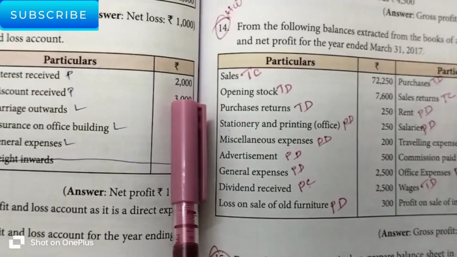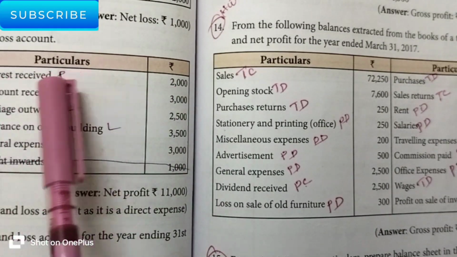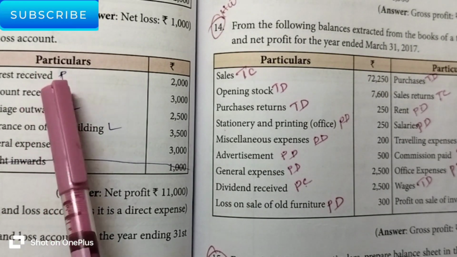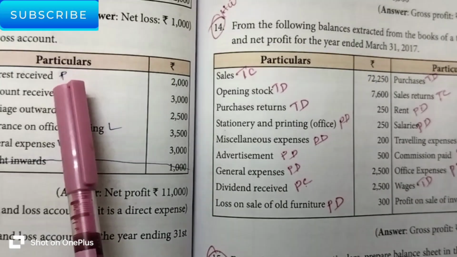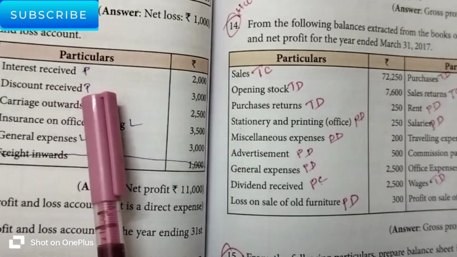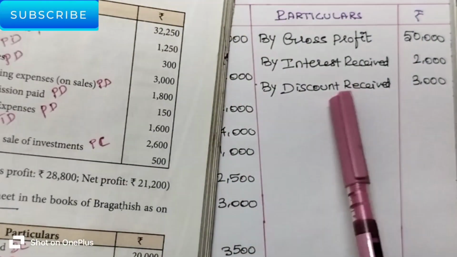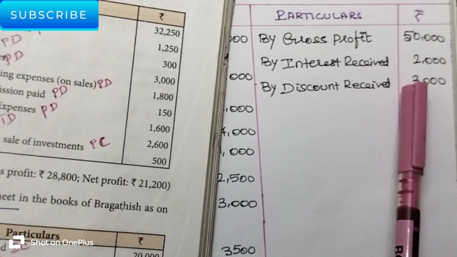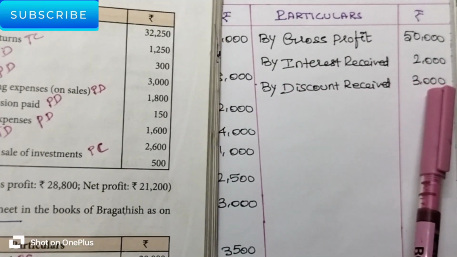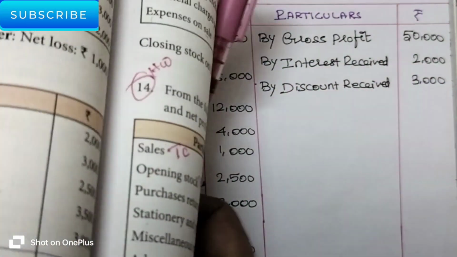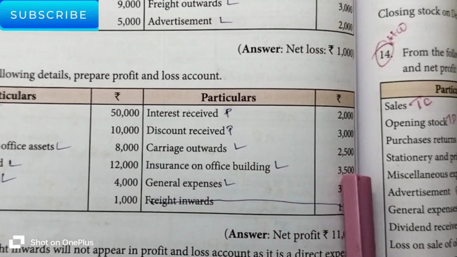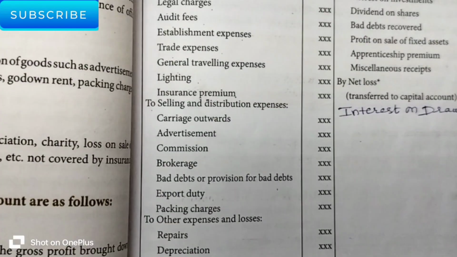Then interest received 2,000 rupees. Listen, interest received and discount received, both of these are indirect income on the profit and loss account. So you have to enter both these items on the credit side of the profit and loss account. So by interest received 2,000 rupees, by discount received 3,000 rupees entered on the credit side of the profit and loss account. Then carriage outward 2,500 rupees.